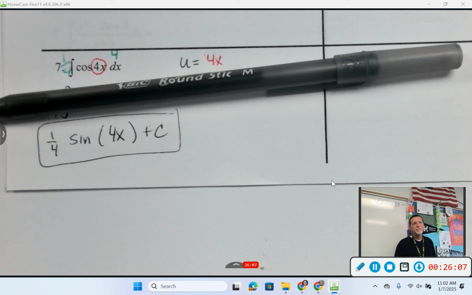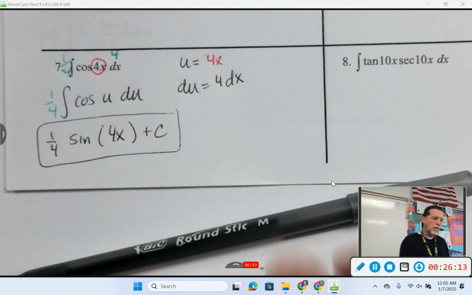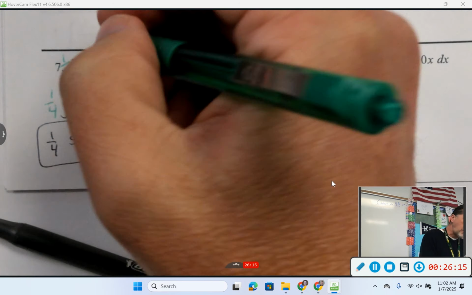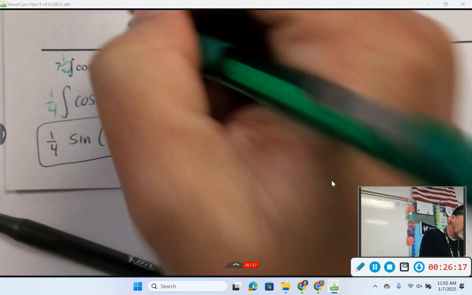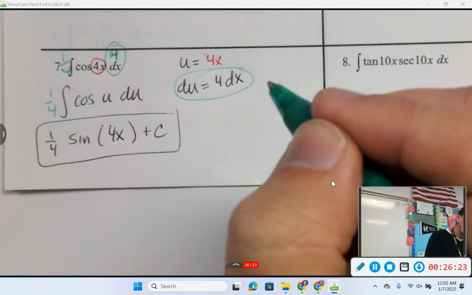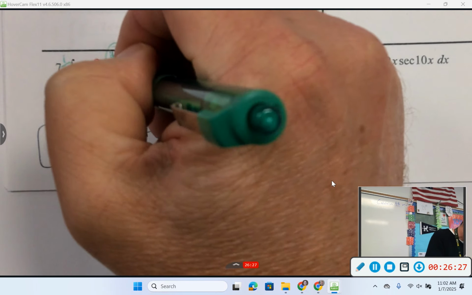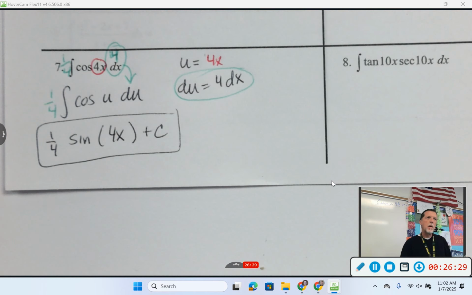Why don't you add the 4 in the equation? Like you have that. So I put it right there. Kind of put it in a weird spot, I guess, but there's my 4dx to make this work, to turn that into du. Okay.